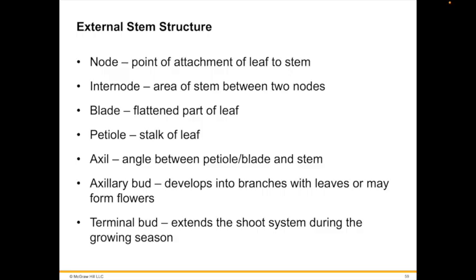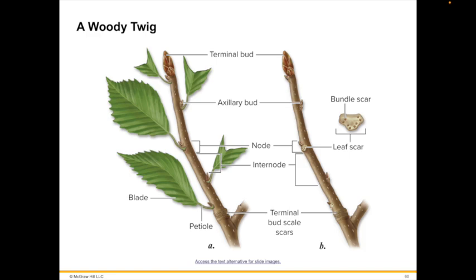This bud is a product of the primary shoot apical meristem, and it is itself a shoot apical meristem. Axillary buds frequently develop into branches with leaves or may form flowers. And you should look for the axillary bud, because where you find the axillary bud, that tells you whether that leaf is a simple leaf or a compound leaf, which we'll get to.